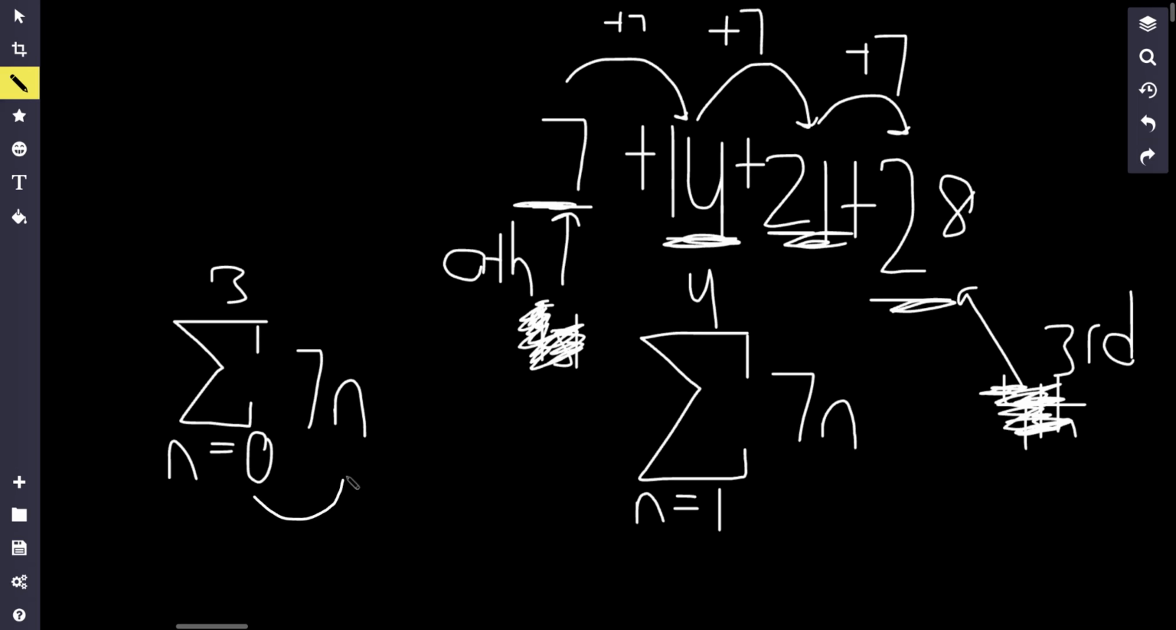But notice how if I plug in 0 into n, I get 7 times 0, which is equal to 0. But my first term isn't 0, right? So what we have to do is add 7 at the end of this. Because now if I plug in 0 for n, I get 0 plus 7, which is 7. And that matches up here. And I'm still maintaining my multiples of 7. I'm still increasing by 7 each time as n increases.